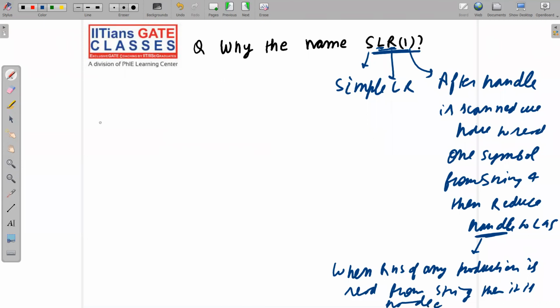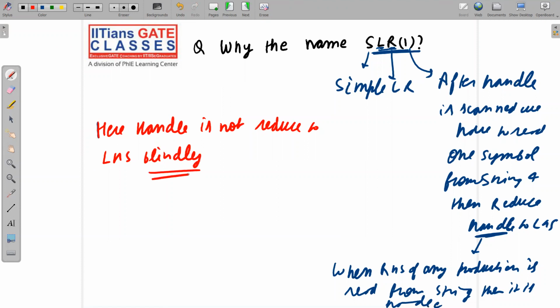So in SLR1, let me use a different color. Here, the handle is not reduced to LHS blindly, but in case of LR0, it was reduced blindly. Yes, please note it down carefully. And I will give you a small proof of why we are saying it as SLR1 or what is the basic meaning of the one here and so on. So let me jump to the next slide.